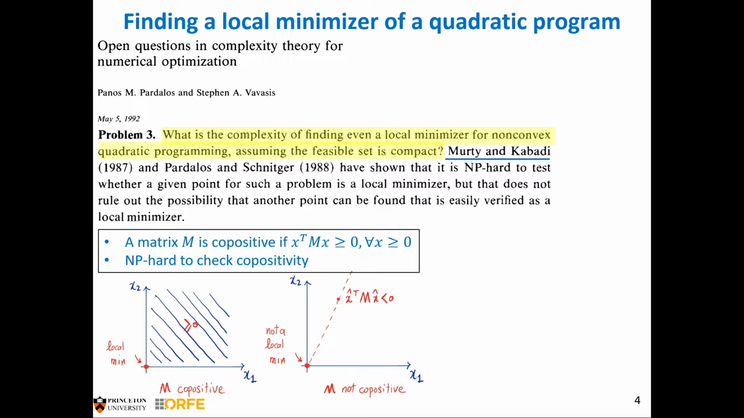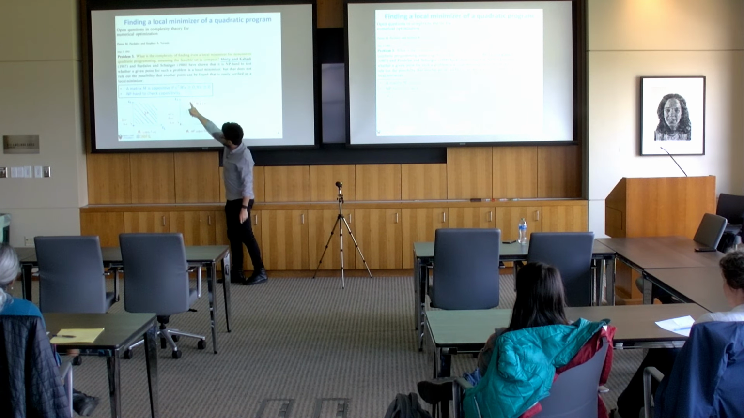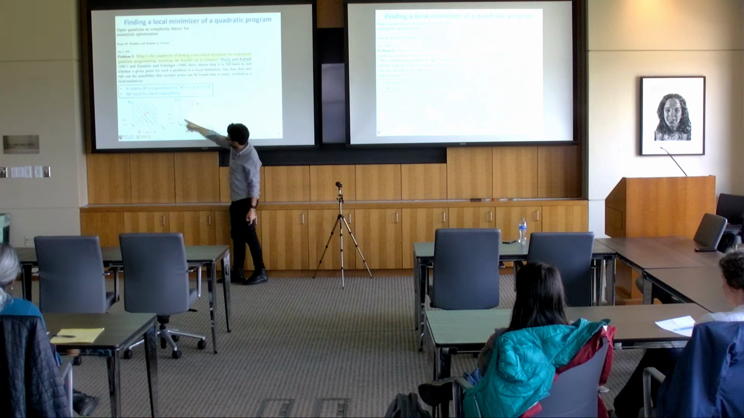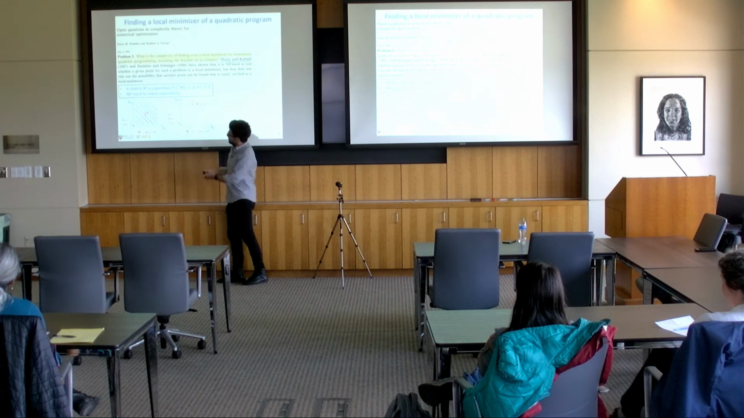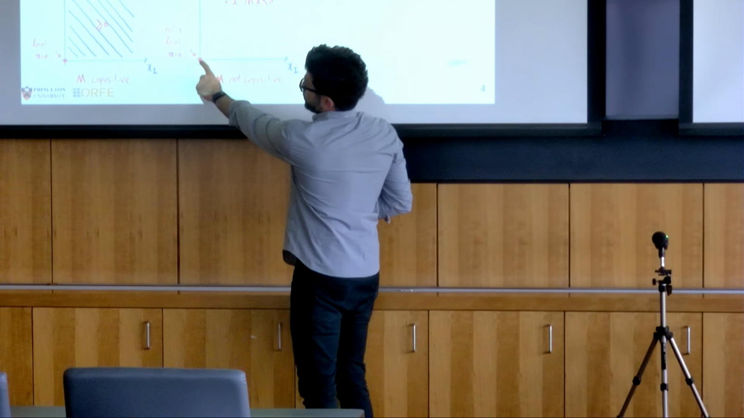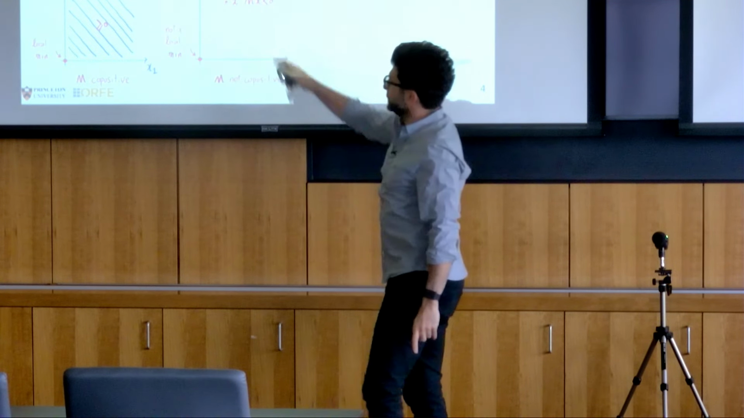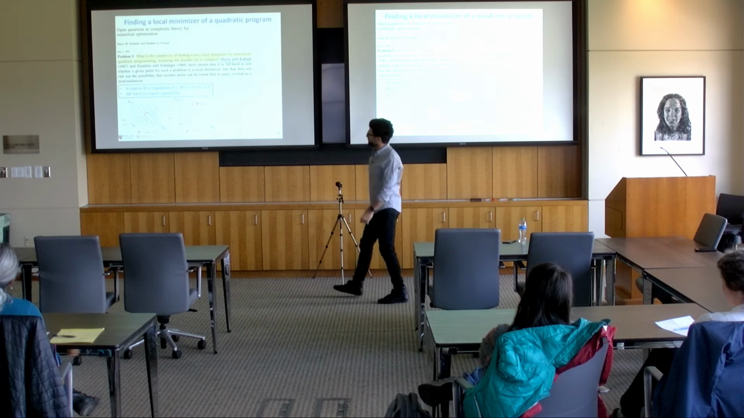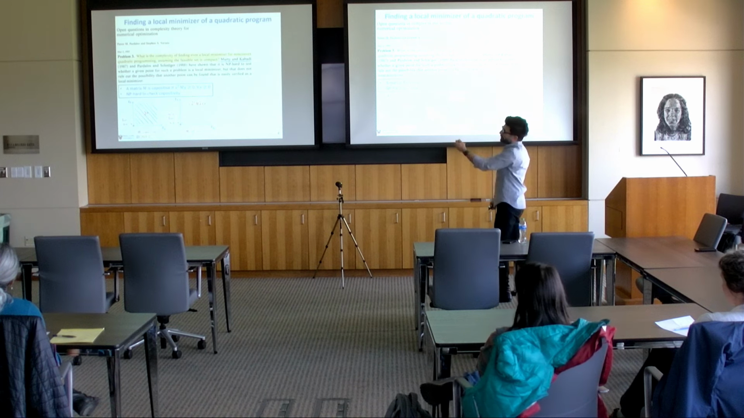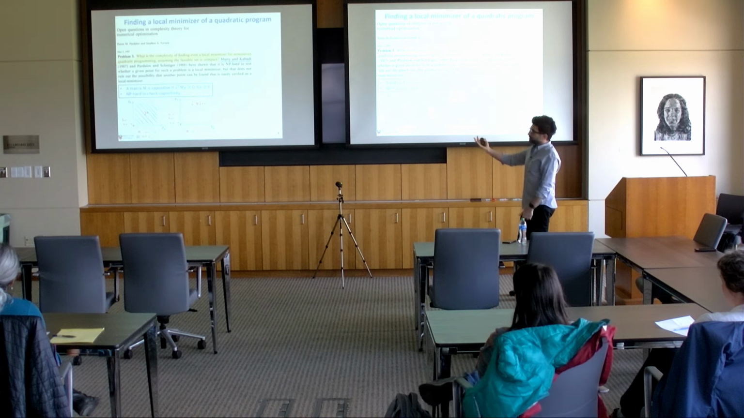Conversely, if M is not copositive, that means there is a vector x hat in the non-negative orthant where this quadratic form is negative. Then I can draw the line to the origin, and by homogeneity, the objective will be negative on the entire line. That means 0 is not a local min, because there's a descent direction in the direction of x hat. So this shows that recognizing a local min is hard.